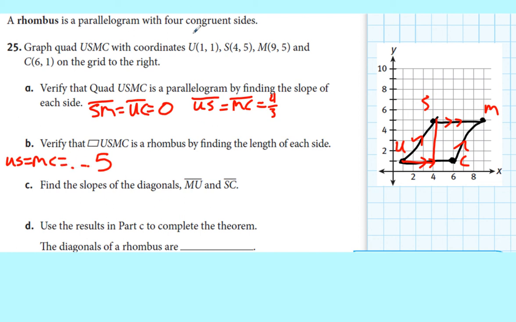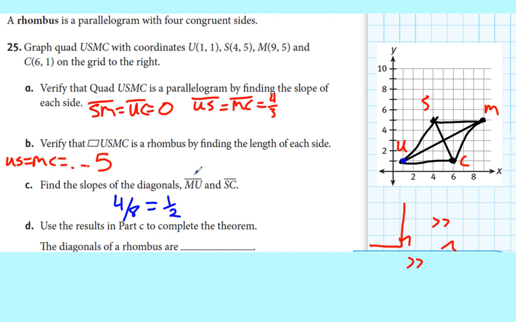Okay. The last thing it wants is the slopes of the diagonals. Okie dokie, we can do that. So let's draw in our diagonals. The slope of the diagonals we're going to look for from U to M. So it goes from 1 up to 5, so that's 4 over, what's our run? From 1 to 9 is 8, so that's 1/2.